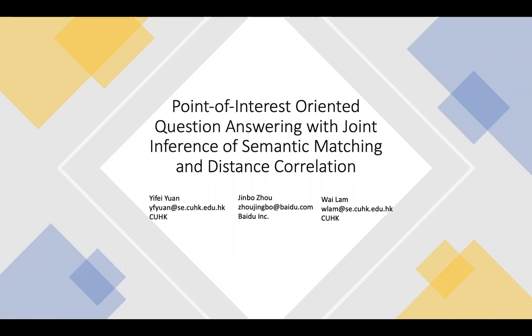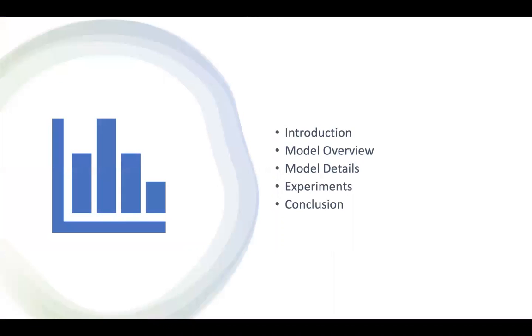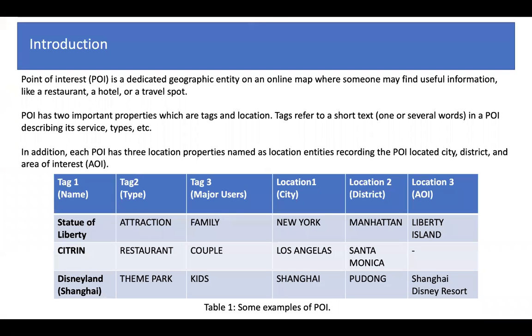Hi everyone. The topic of my presentation is point of interest oriented question answering with joint inference of semantic matching and distance correlation. Today's presentation can be divided into the following parts. First of all, I would like to introduce the task.